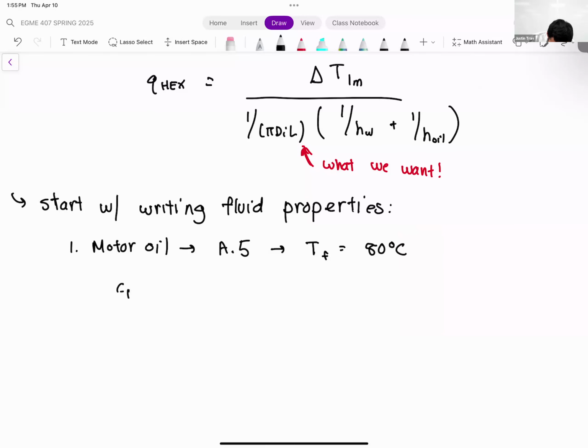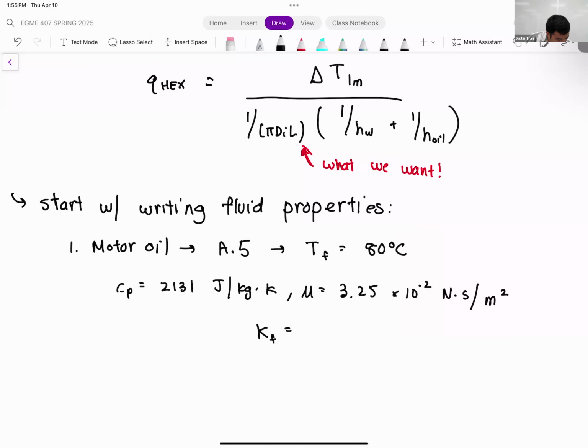So we have Cp is equal to 2131 joules per kilogram Kelvin. We have the dynamic viscosity equal to 3.25 times 10 to the minus 2 Newton second per meter square. And we have its thermal conductivity equal to 0.138 watts per meter Kelvin.